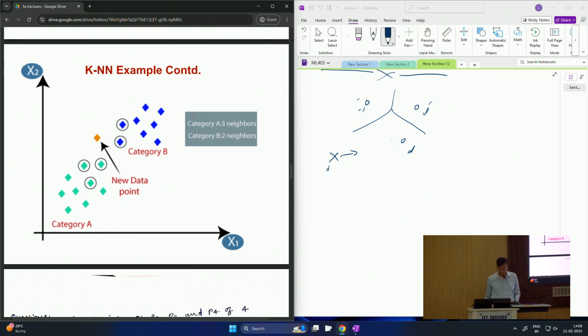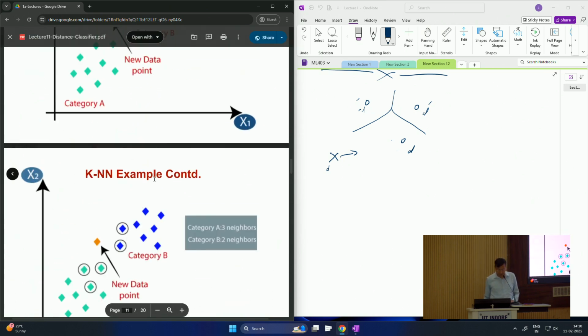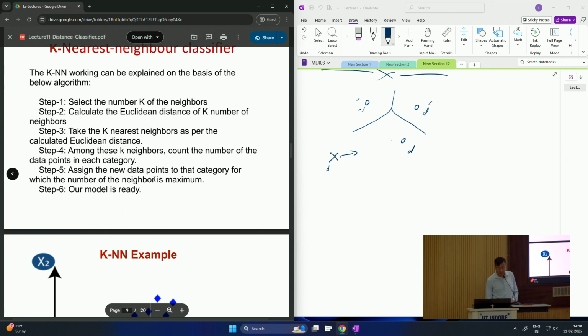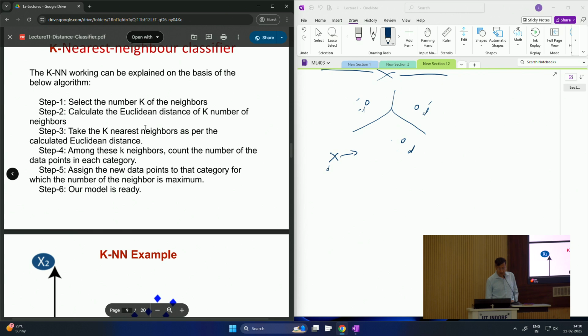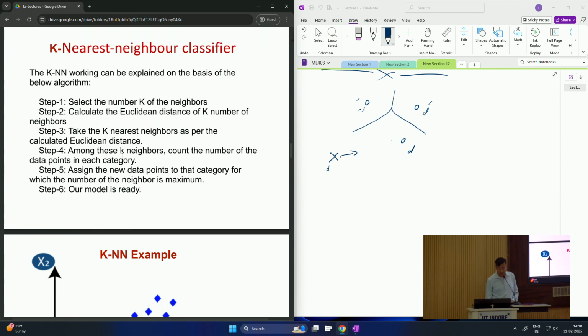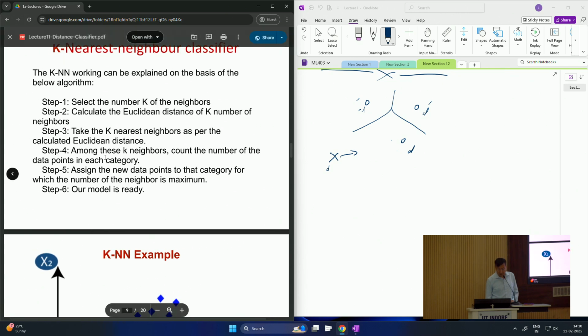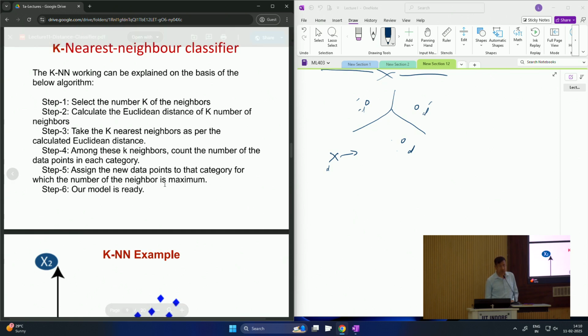So that is what is written in the k nearest neighbor. The working: select the k number of neighbors, calculate the Euclidean distance to the neighbors, take the k nearest as per the Euclidean distance, and then among these k neighbors, count the data points in each category, assign the new data point to the category for which the number of neighbors is maximum, and our model is ready. Okay?